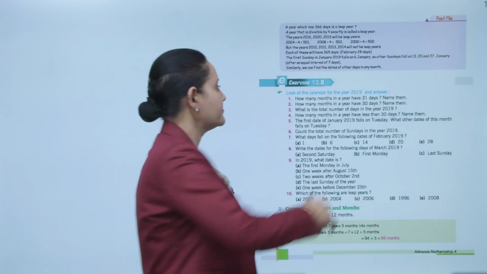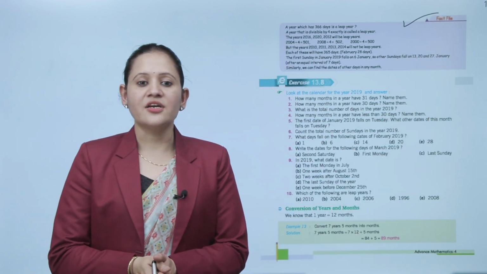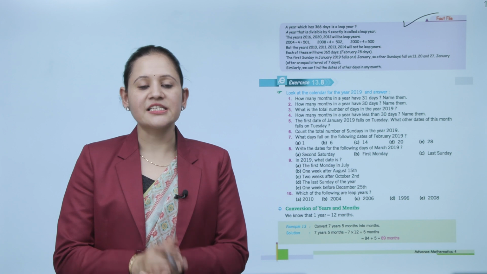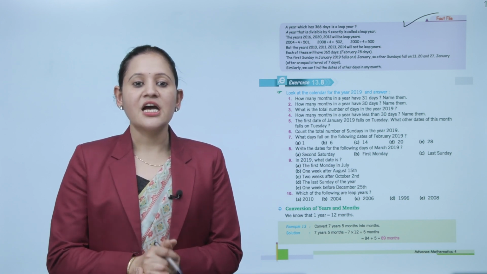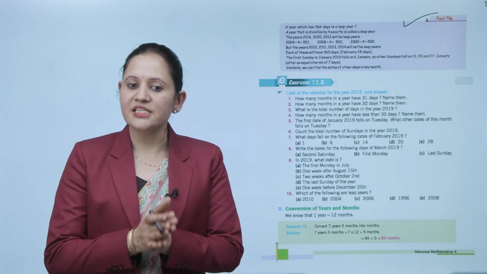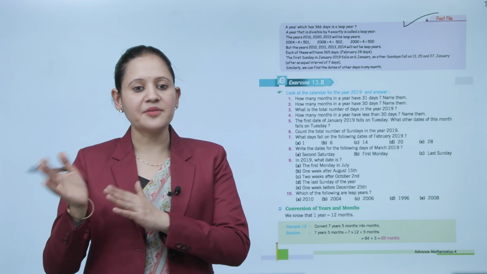Fact file. A year which has 366 days is a leap year. In that year, February is of 29 days. A year that is divisible by 4 exactly is called a leap year. Jo bhi year 4 se exactly divisible hai, that is a leap year.